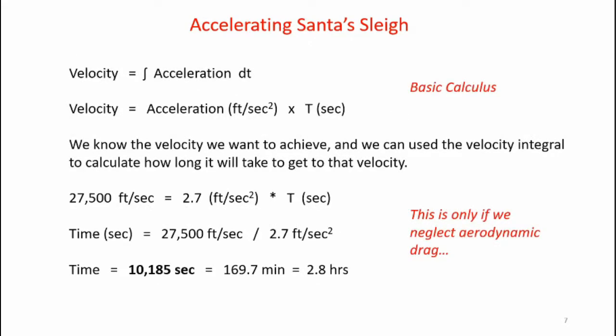Now, using some basic calculus, velocity is equal to the integral of acceleration dt. That comes out to be velocity is equal to acceleration times t. We know we want to achieve a velocity of 27,500 feet per second. So we insert those values into the equation, do a little bit of algebra, and we see that time is equal to 10,185 seconds, or 169.7 minutes, or 2.8 hours. So to get up to the high velocity, to get around the Earth in 1.5 hours, it'll take him 2.8 hours to accelerate to that level with the thrust of the reindeer.